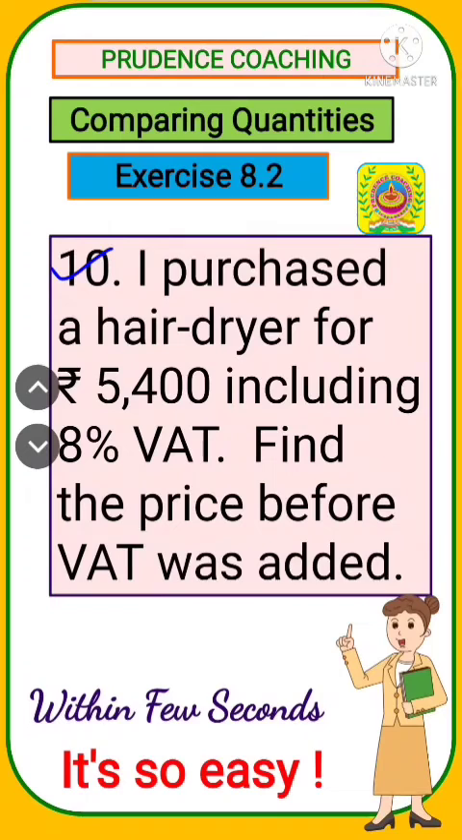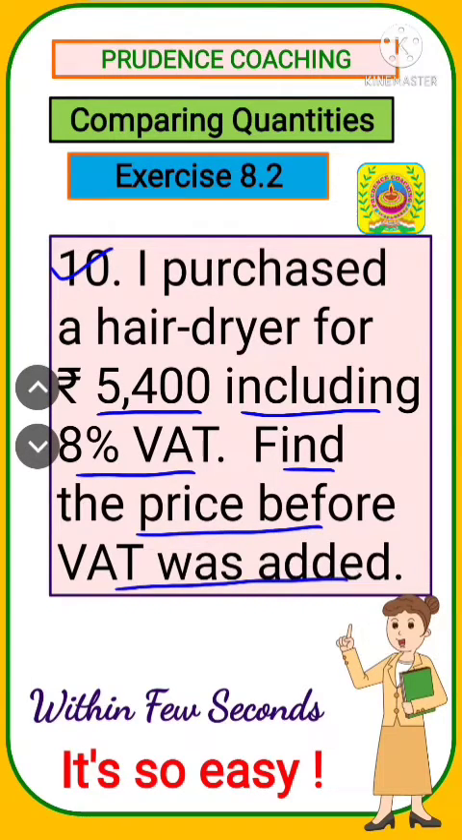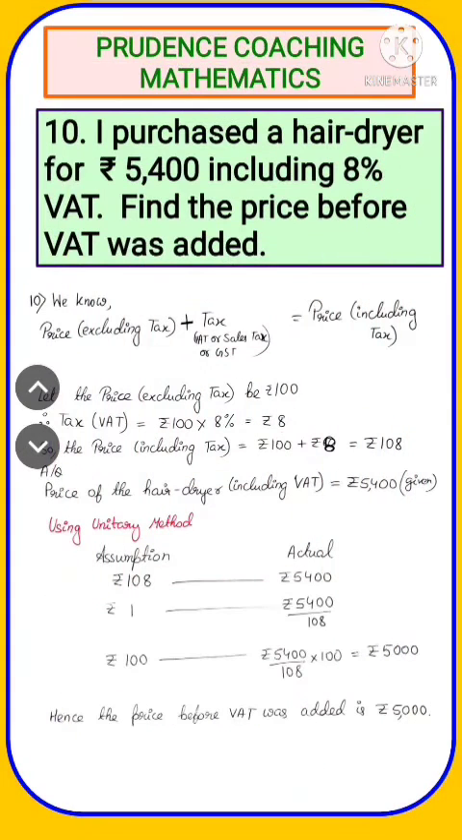I purchased a hair dryer for rupees 5400 including VAT. That means 8% VAT is already included in this particular price, that is 5400 rupees. Find the price before VAT was added. So here you are asked to find out the price before the adding of this particular tax, that is VAT, value added tax.